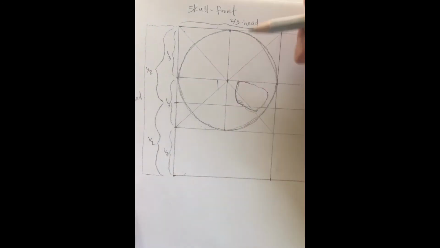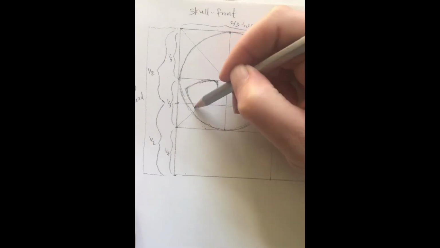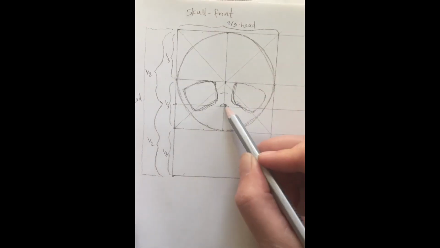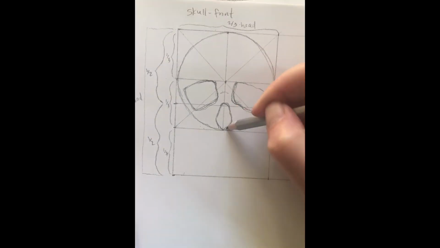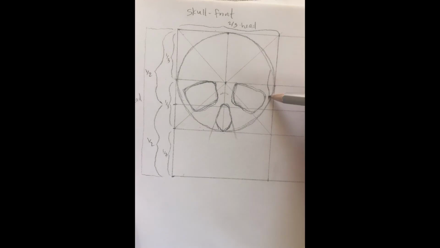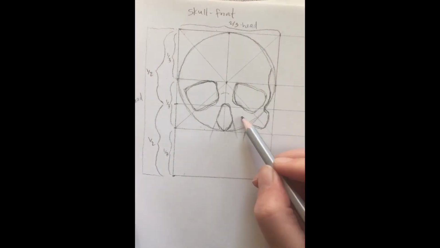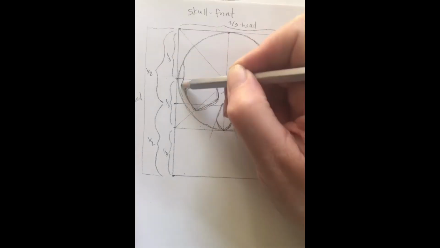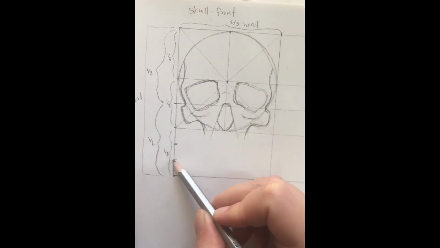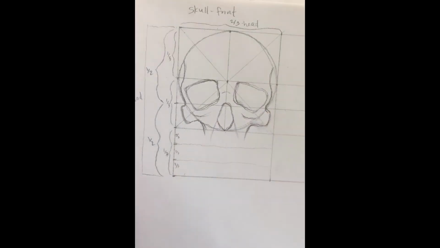Now, right below that 1/3 line, I'm sketching in the shape of the orbital cavities, or the eye sockets, and also the nasal cavity. Here I'm sketching in the lines of the cheekbone, also known as the zygomatic bone. You'll probably have to pause this as you go so that you can get yours right.